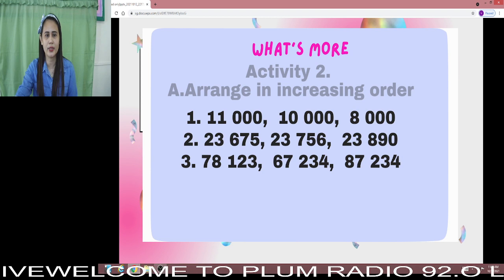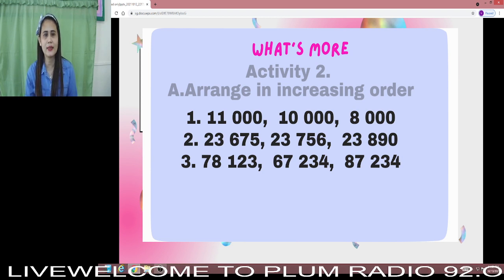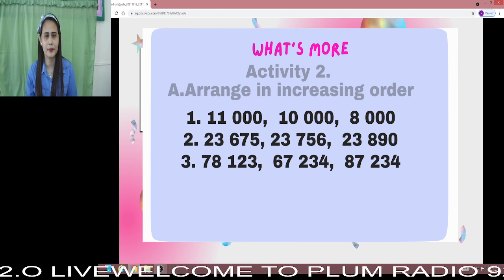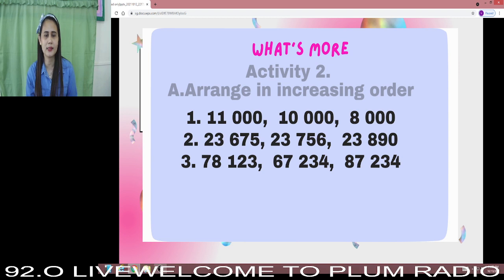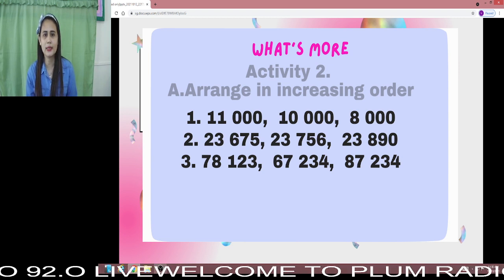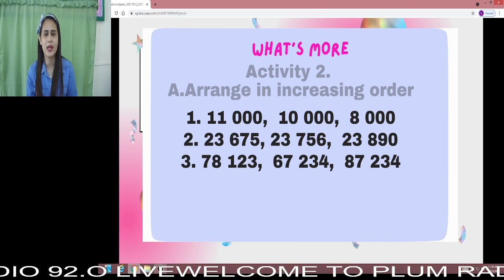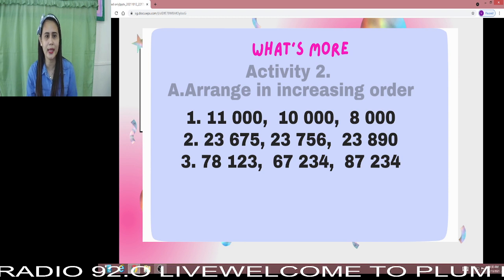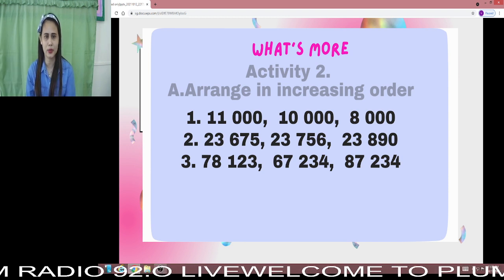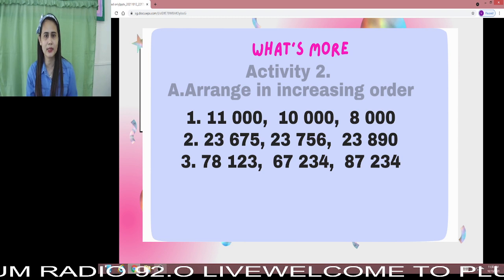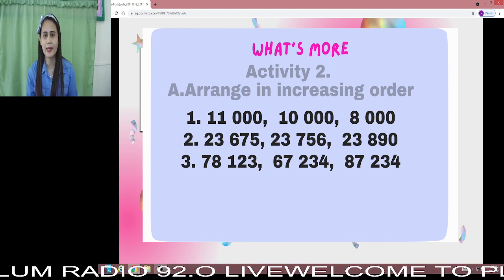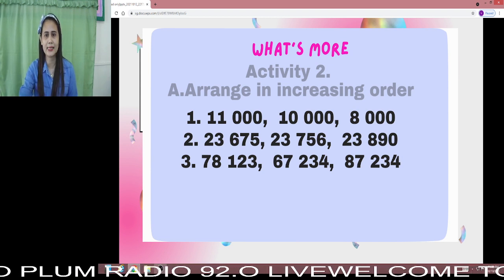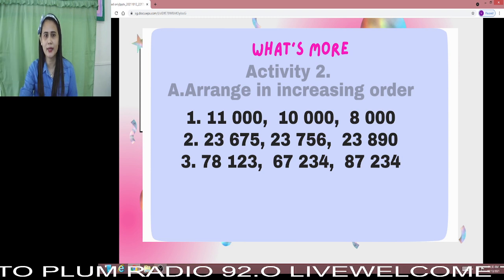Arrange in increasing order. Number 1, 11,000, 10,000, and 8,000. Number 2, 23,675, 23,756, and 23,890. And for number 3, 78,123, 67,234, and 87,234. You have 3 seconds to answer. Let's start.